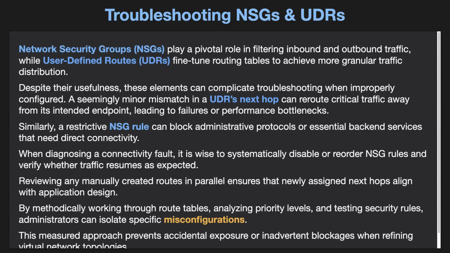connectivity. When diagnosing a connectivity fault, it is wise to systematically disable or reorder NSG rules and verify whether traffic resumes as expected. Reviewing any manually created routes in parallel ensures that newly assigned next hops align with application design. By methodically working through route tables, analyzing priority levels, and testing security rules, administrators can isolate specific misconfigurations. This measured approach prevents accidental exposure or inadvertent blockages when refining virtual network topologies.